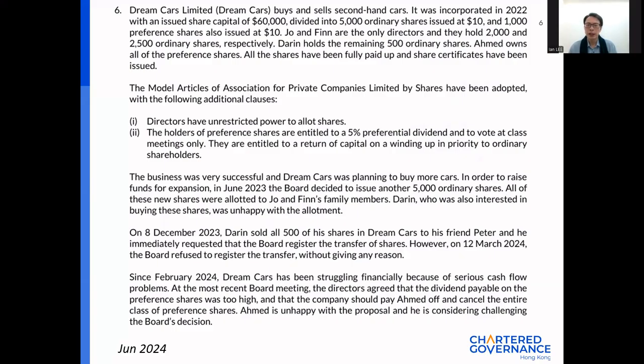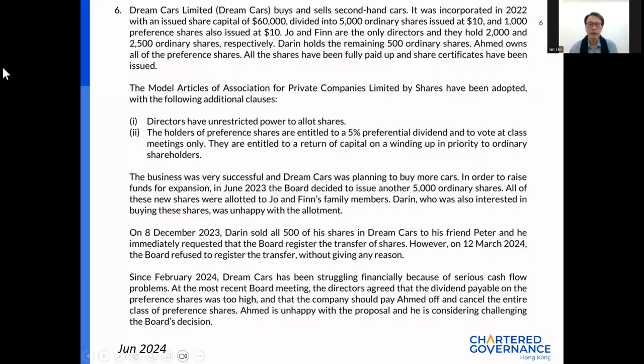So you can see the share structure immediately. Okay, you can see number 1, there are 2 classes of shares. For most companies, they only have 1 class, ordinary shares. But here already you can see 2 classes of shares. So that should help you narrow down the topics already.